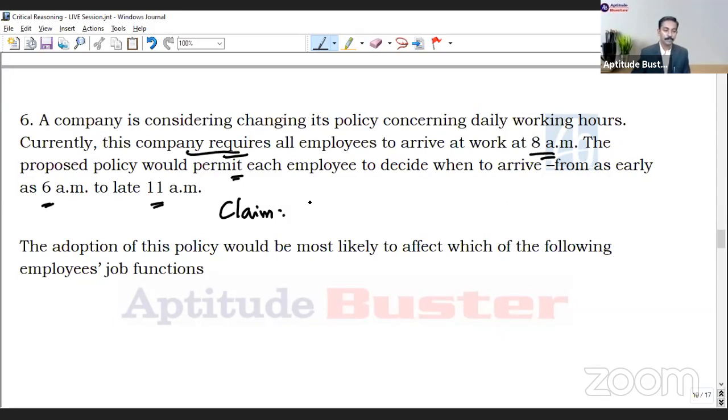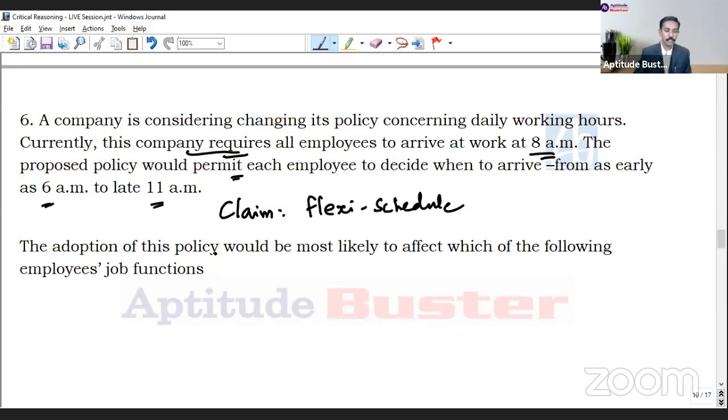So if we want to put it in short words, let me roughly summarize the claim as a flexi schedule. A company where the existing practice is the reporting time for all employees is 8 a.m. is considering a change in its reporting time; the proposal allows any of its employees to report any time between 6 and 11. So it's quite simple. Let's go to the question.